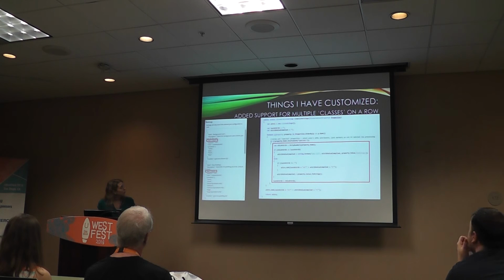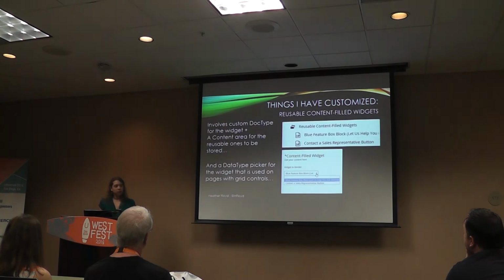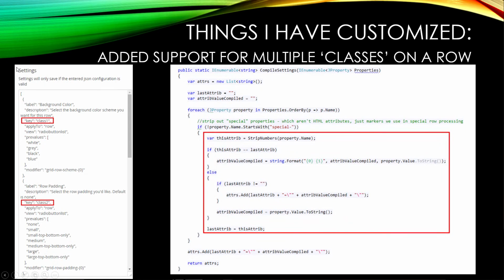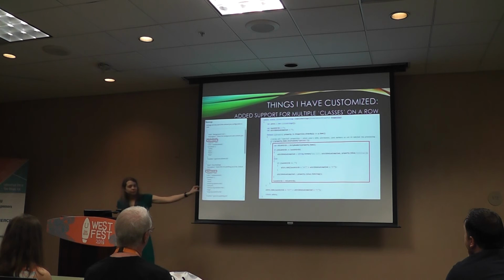So I said, you know what, as long as we name them uniquely, Umbraco's not going to complain. So we have class1, class2, class3, class25. And then in the rendering code here, basically we just say, let's compile them. Strip off the numbers and then put them all together. If they all are class, then we're just going to put them all in class. Class equals gray background, row padding medium. So we took care of that.